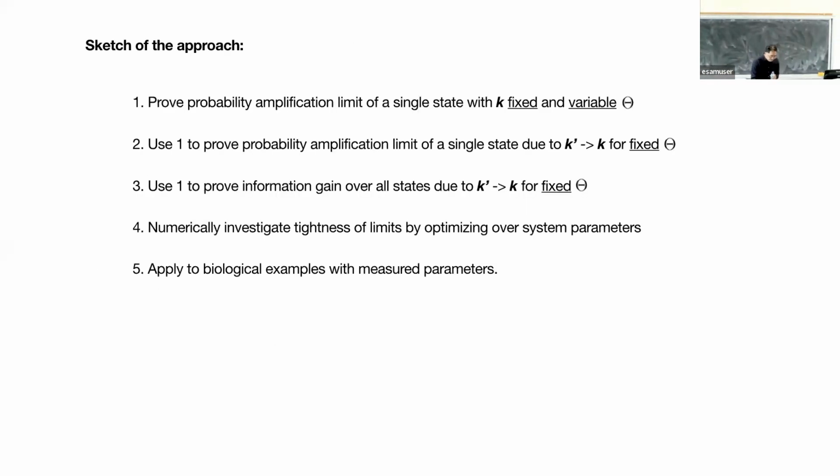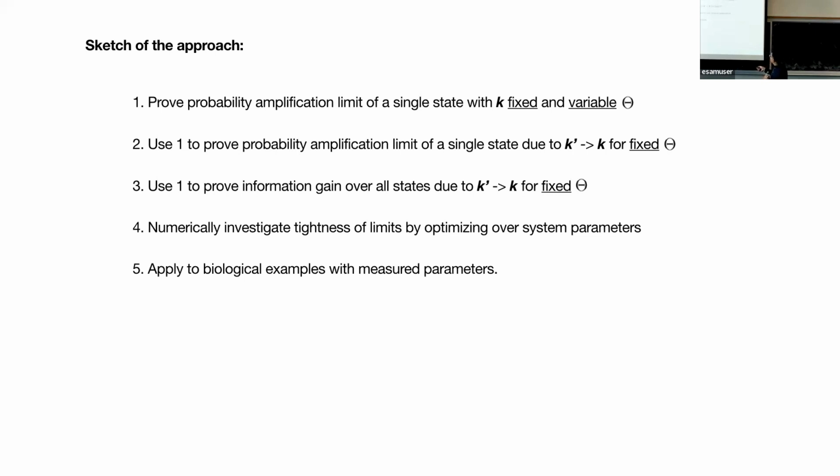Okay. So the thing I'm going to go through is just show you the proving. The first thing we're going to do this systematically. So first we're going to prove the probability amplification of a single state, now with k fixed and variable theta. So if I have the same system, but I change my theta, how much can I amplify that? And remember, that's not the original question, okay? But I'm going to use that to get to the thing I care about.